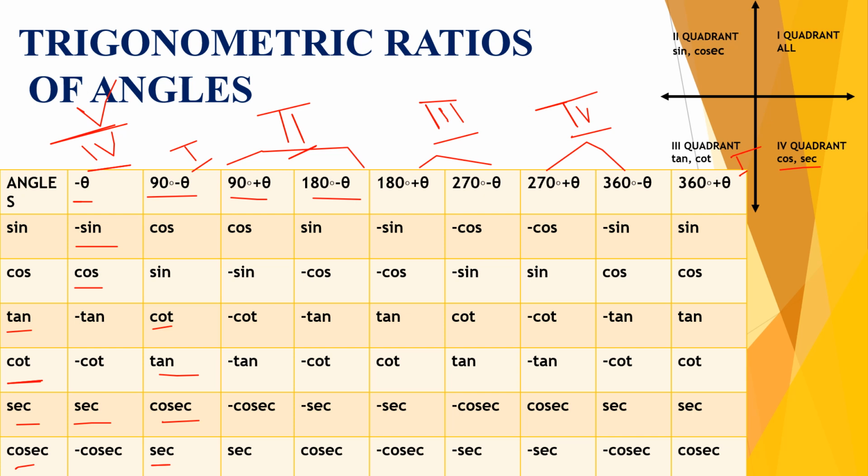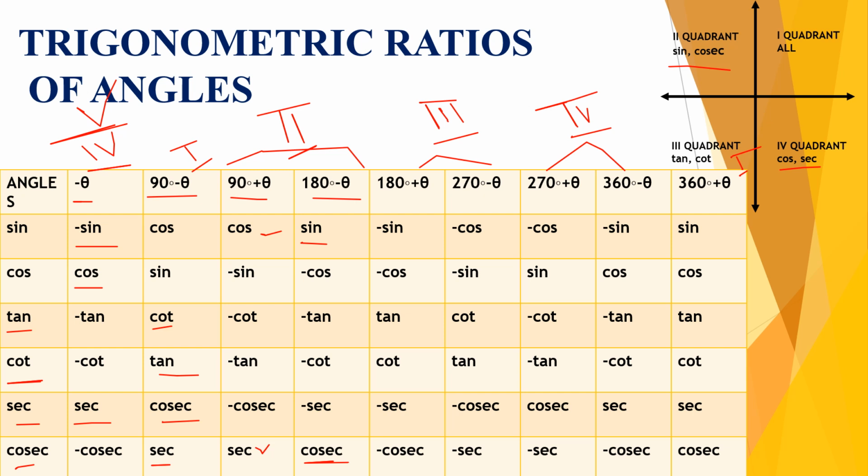When we move on to the second quadrant, 90 degree plus theta, again the values will get interchanged, but in the second quadrant only sine and cosecant will be positive. All the other trigonometric ratios will be negative. For 180 degree, the trigonometric ratios will be the same, but sine and cosecant will be positive. The remaining values are negative.